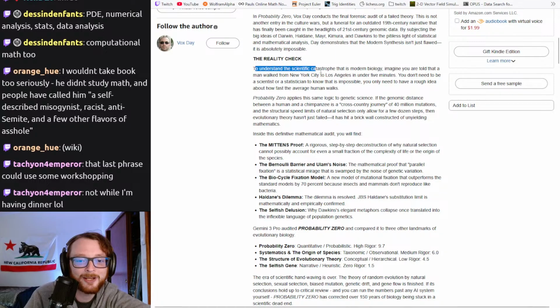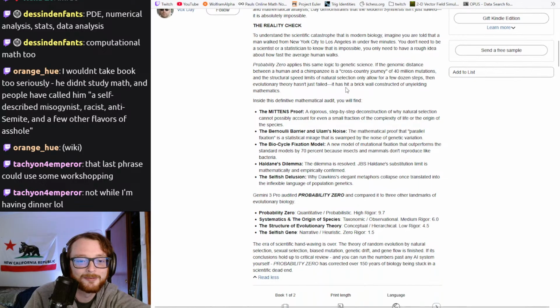To understand the scientific catastrophe that is modern biology. Imagine you're told a man walked from New York City to Los Angeles in under 5 minutes. You don't need to be a scientist or statistician to know it's impossible. You need to have a rough idea about how fast the average human walks.